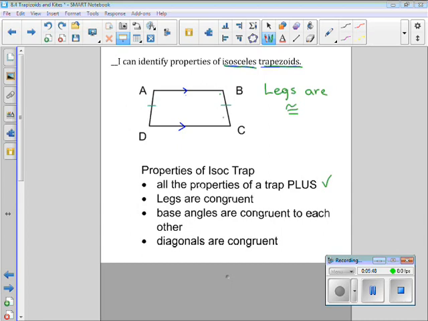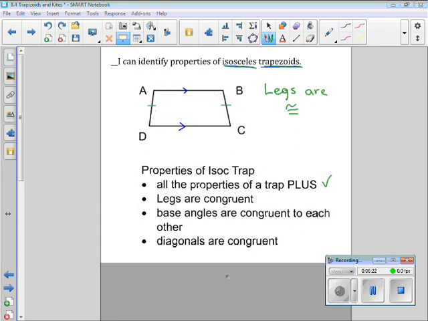Consecutive angles: the two consecutive angles are supplementary, and all the other things that we talked about earlier. But also, interestingly enough, of course, the legs are congruent, but the base angles are congruent to each other. Now, I'm not saying that they're all the same angle, because if that was the case, then we'd be looking at a rectangle. Remember, all the angles inside still add to 360. But what I mean is that the base angles are equal to each other. So if one's 36, the other one's 36.